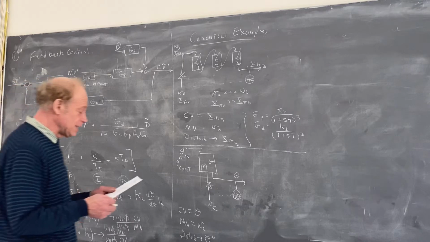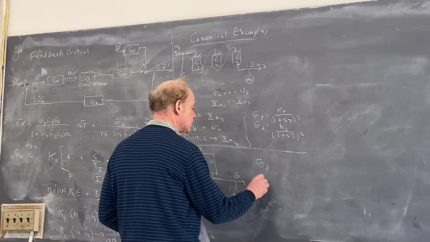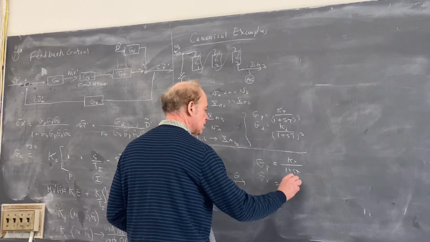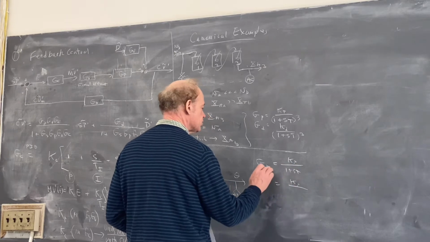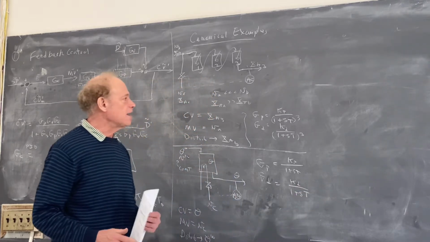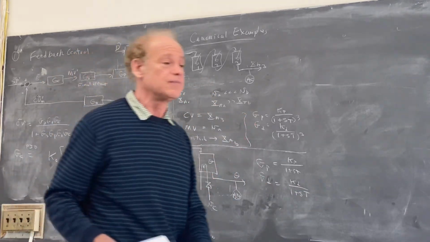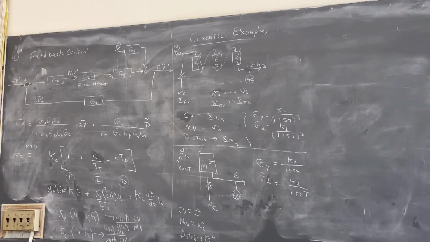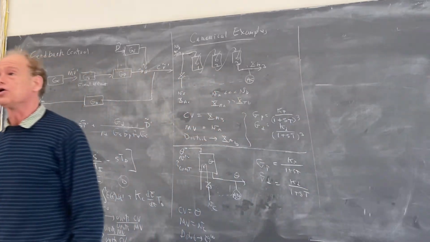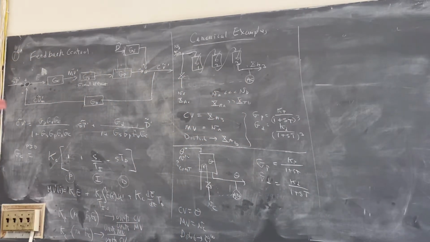And here again, I calculated GP and GD. They both had a KP over 1 plus ST and a KD over 1 plus ST form. I calculated KP and KD for both of these, and they're on the sheet. So I don't really need to repeat any of that. You can just look at your sheet, which has it in detail. I derived both of these in class, and the page just summarizes that.